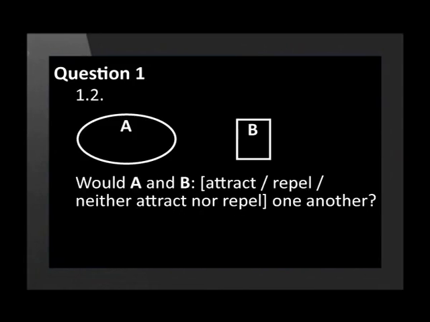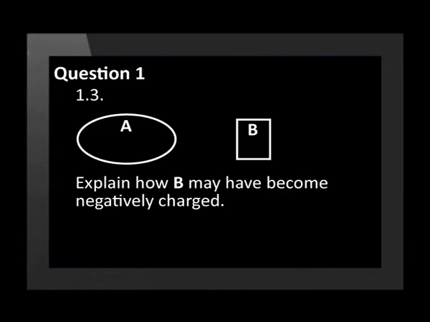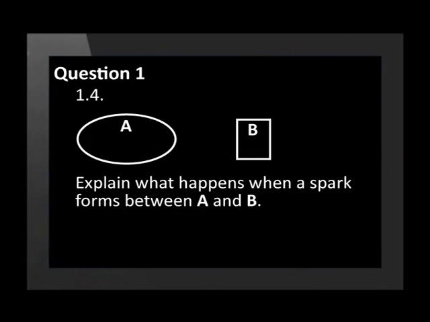Would A and B attract, repel, or neither attract nor repel one another? Explain how B may have become negatively charged. Explain what happens when a spark forms between A and B.